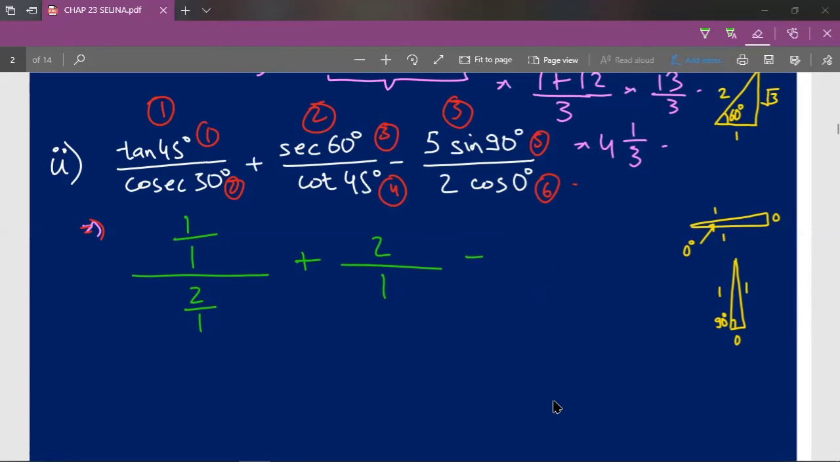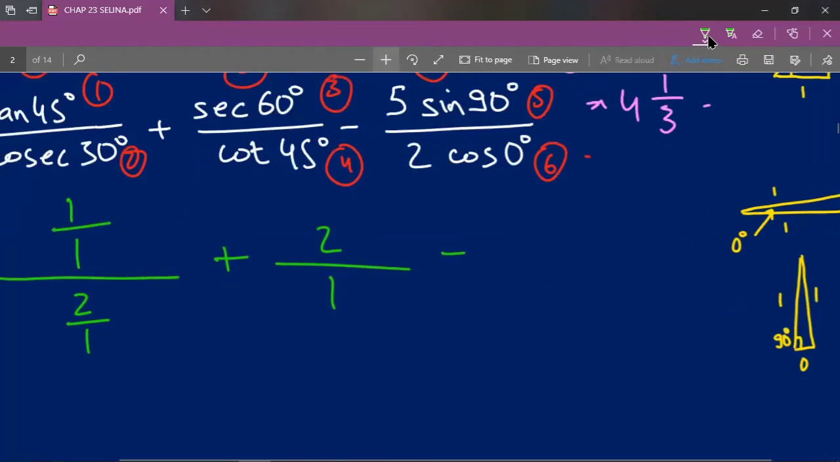5 sine 90 degree. Now over here, all you have to do is find sine 90 degree first. For 90 degree, a magic triangle is given to us here, so I'll just zoom in. Our sine 90 degree will be perpendicular upon hypotenuse with respect to angle 90 degree, which is equal to 1 upon 1, which can be written as 1. So therefore sine 90 degree is 1, and 5 into sine 90 degree will be 5 upon 2 cos 0 degree.